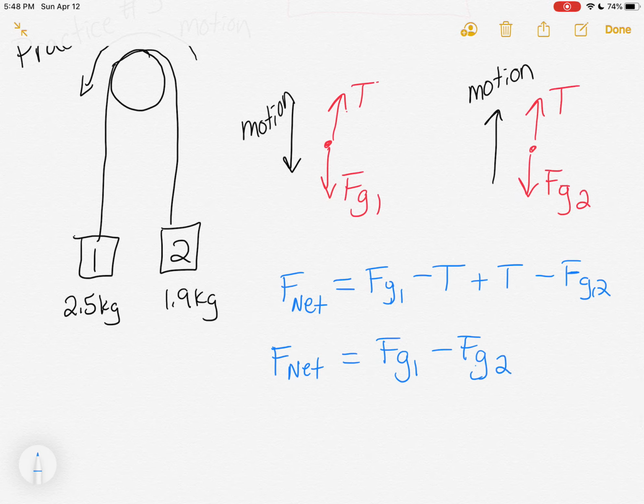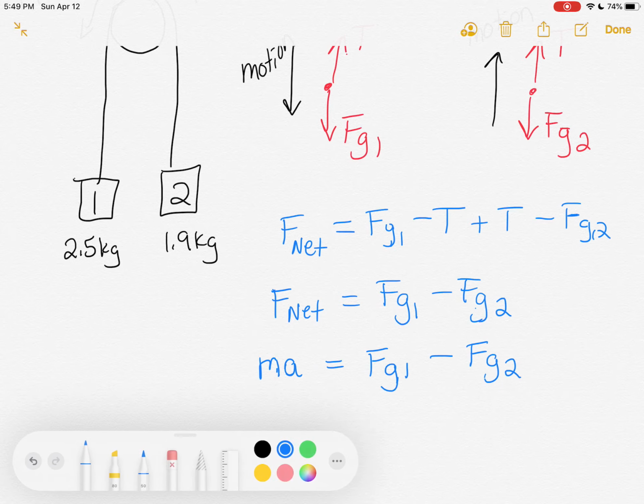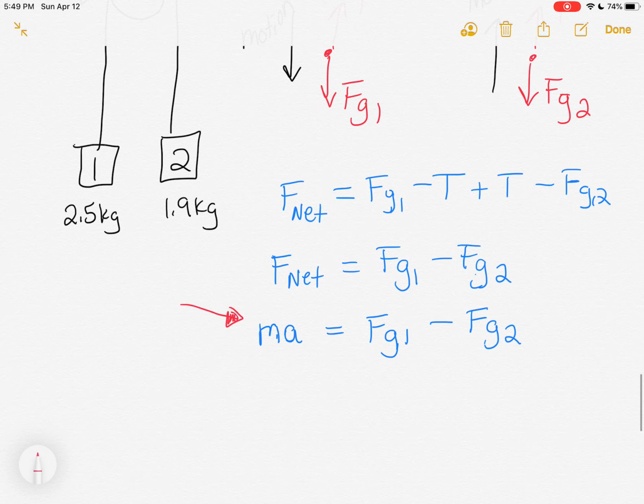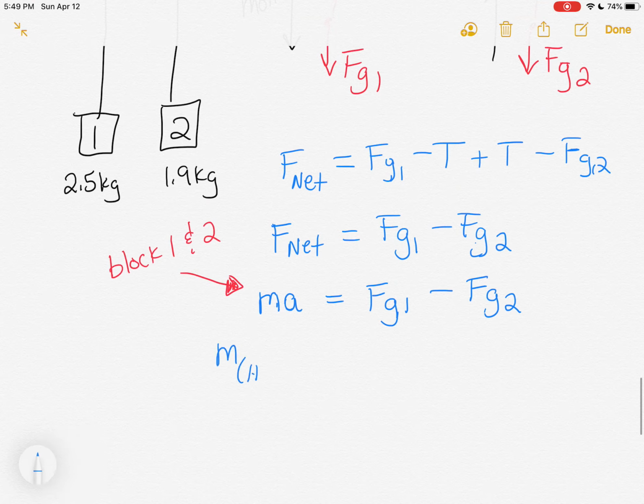minus FG2. Since we are looking for acceleration, we're using Newton's second law, so we're using the mass times the acceleration. So we're going to have MA equal to FG1 minus FG2. Again, this mass in our net force is going to be block 1 and 2, so we should denote that in our next line. That's going to be the mass of M1 plus M2, and that's going to be A.